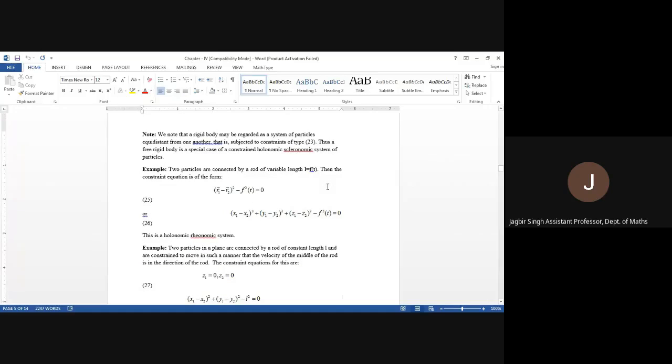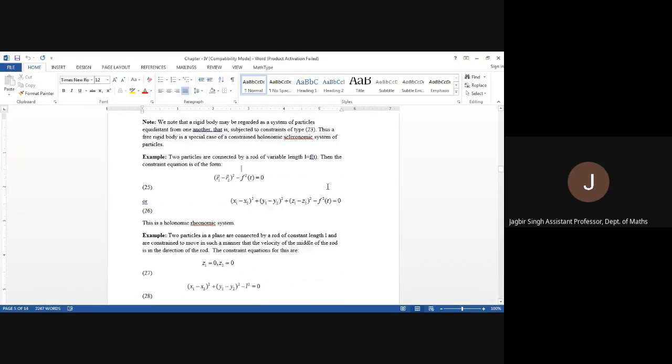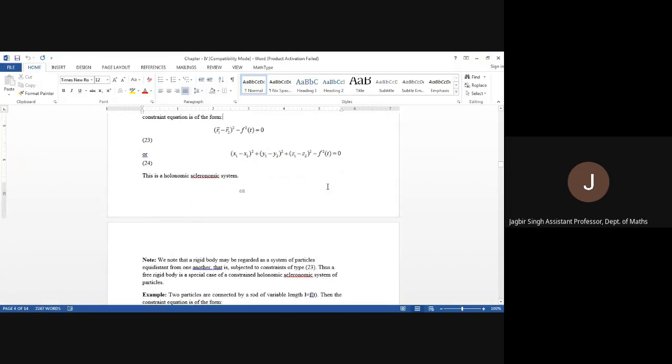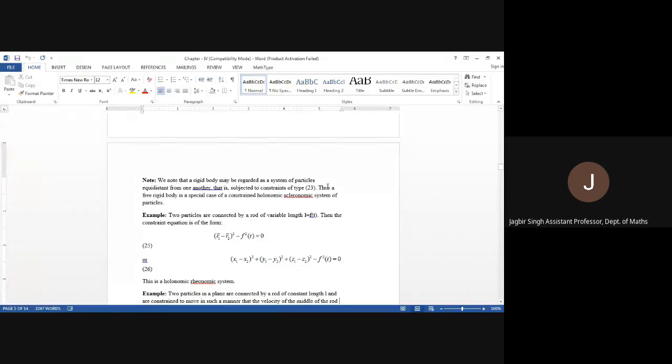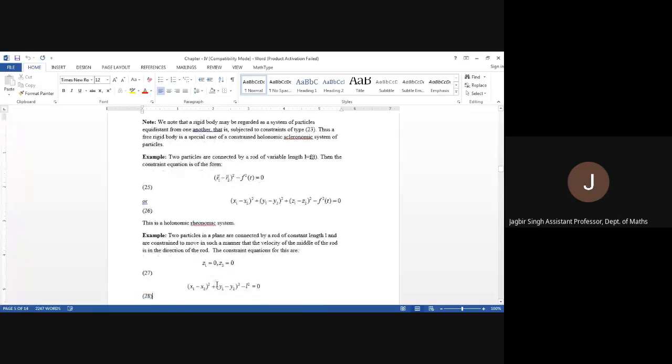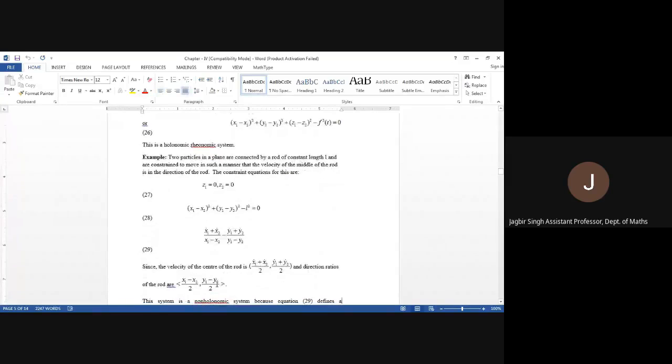Again, the same thing is given. I think in the previous one, there is a difference. It should be L². In equation numbers 23, 24, it should be L². In the next example, L is assumed to be F(t). So this time it is (R1 - R2)² - F²(t) = 0. This is also holonomic, but it is rheonomic. Today we will discuss it. After that, the next example.